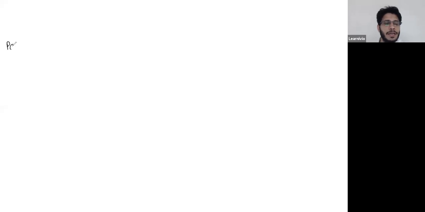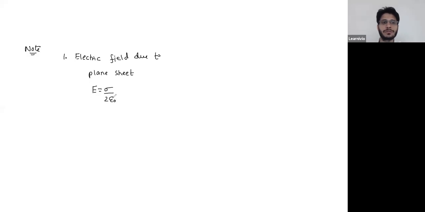Let's see, parallel plate capacitor. For the next 4 or 5 calculations, I will use some topics from chapter number 1 as well as chapter number 2. The first topic that I will use is electric field due to a plane sheet. The expression of electric field due to a plane sheet is sigma by 2 epsilon. Sigma is the surface charge density, which is charge divided by area.